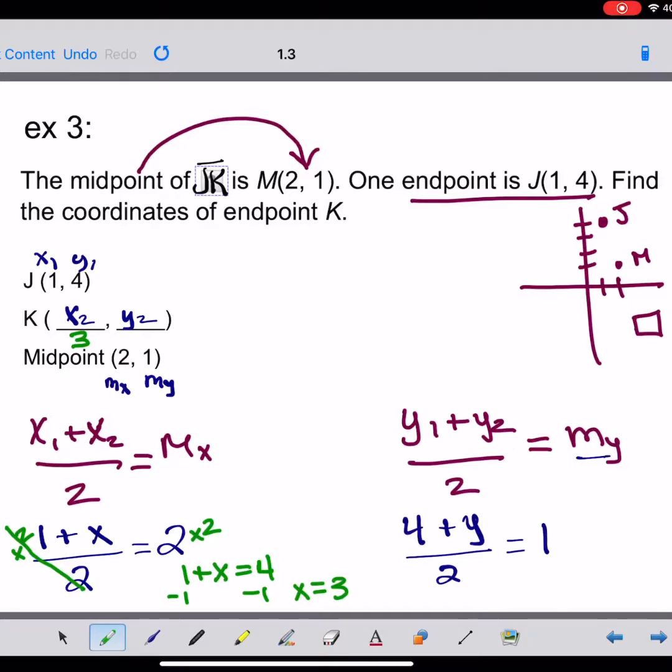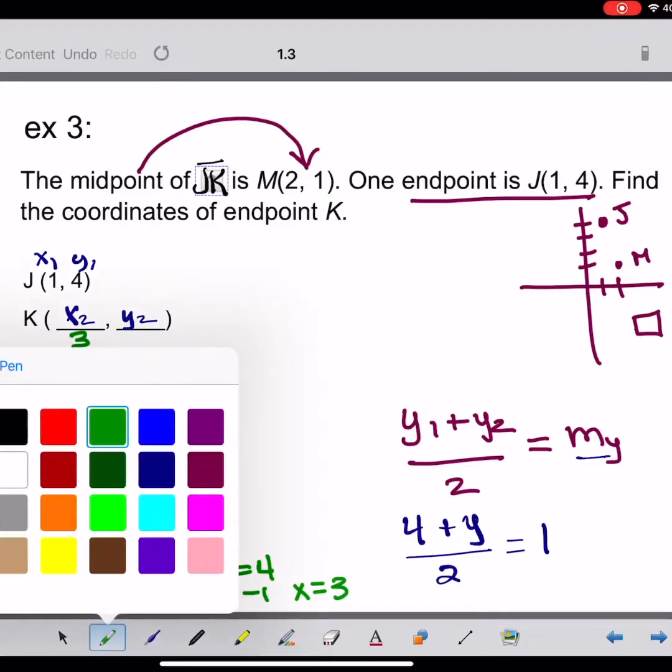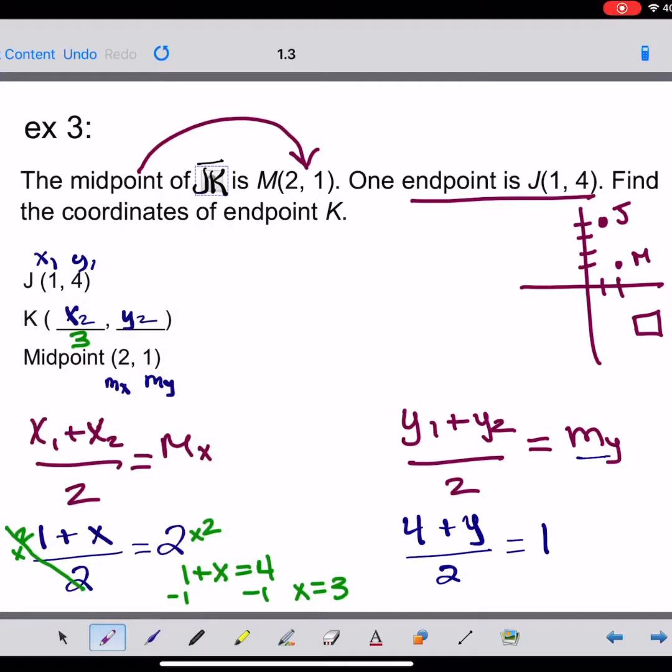I repeat my process. I want to get rid of this fraction to start, so I multiply both sides by 2. I'm left with 4 plus y is equal to 2. Subtract 4 from both sides to get negative 2. So my second endpoint is at (3, negative 2). And that midpoint cuts our segment into 2 congruent parts.